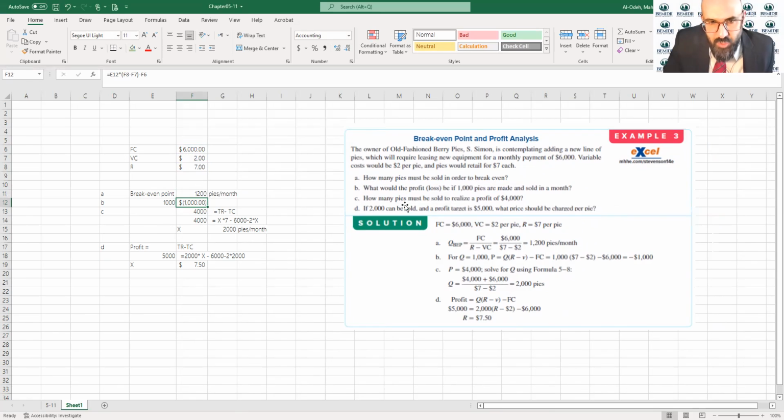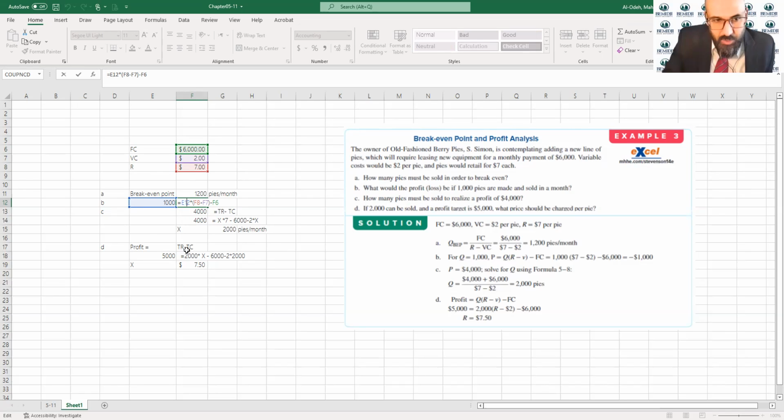For part B, what would be the profit if we sold 1,000 pies? The target is 1,000 pies. So we find out the profit using this equation, total revenue minus the total cost.